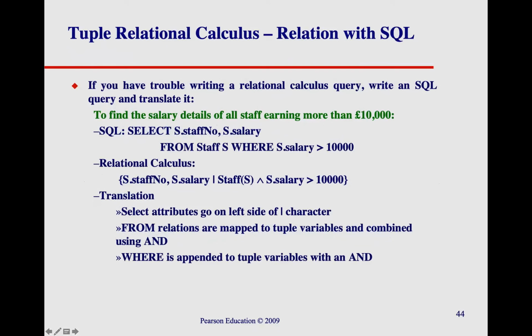Okay, so again, I often say if you have trouble writing a relational calculus query, write an SQL query and translate it. So here I want to find the salary details of all staff earning more than $10,000. So in SQL, I write it this way: select staff number and salary from staff where salary is greater than 10,000. So the select attributes go on the left-hand side. The from things become tuple variables. Then that's anded with the where clause.